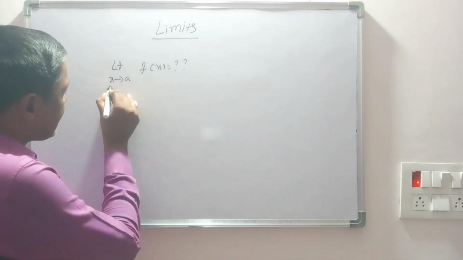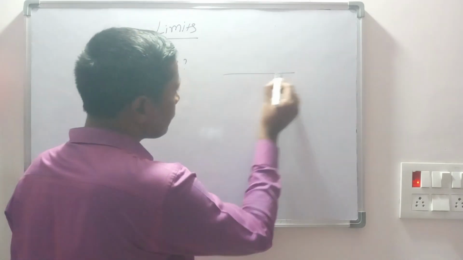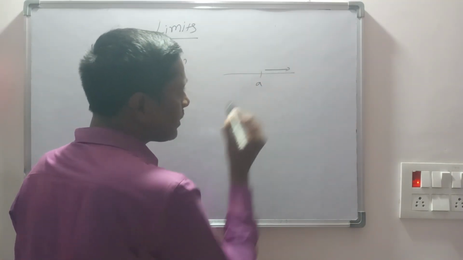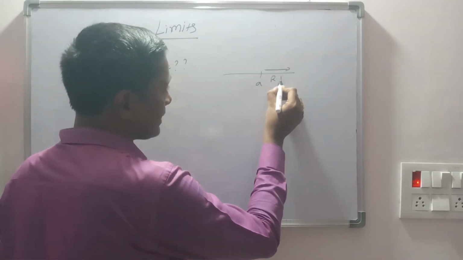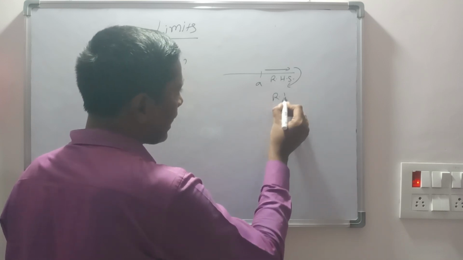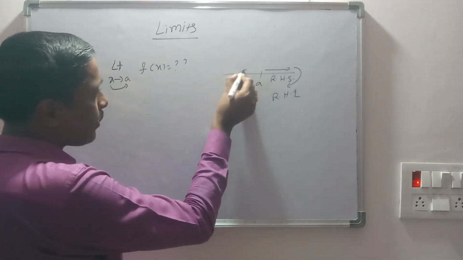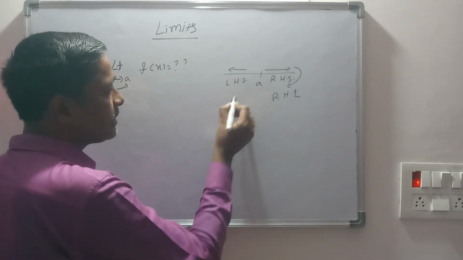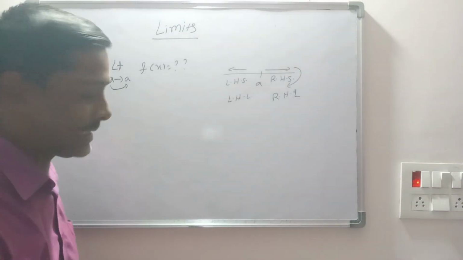This means x is approaching some number on the number line. This is called a. If x increases toward a, this is called RHS, known as RHL, the right hand limit. For example, if x approaches a from the left hand side, this is called LHL, the left hand limit.